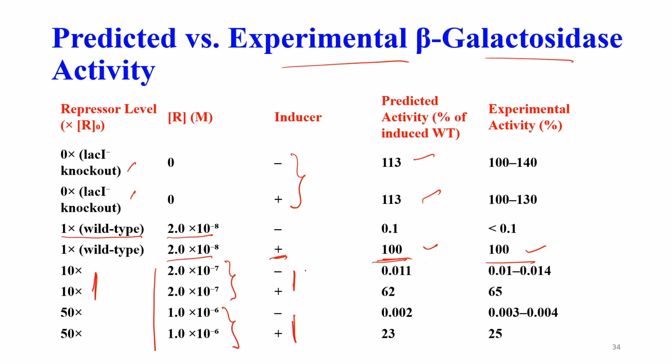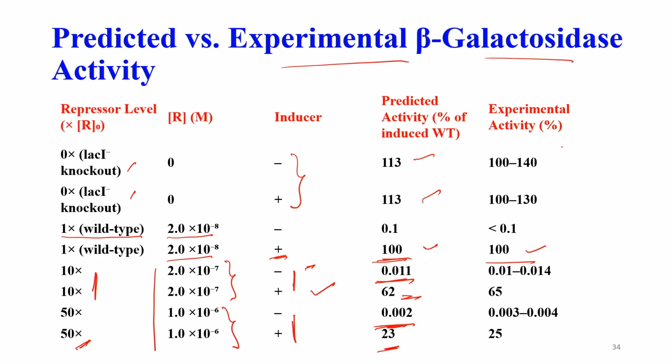As expected, when there is no inducer, the activity has come to almost 0.011, and if you increase the repressor level further, it has become almost 0.002. Further, even in the presence of repressor, when inducer is there, the activity is 62%. But if repressor is further enhanced to 50x, in the presence of inducer, activity is further declined to 23%.